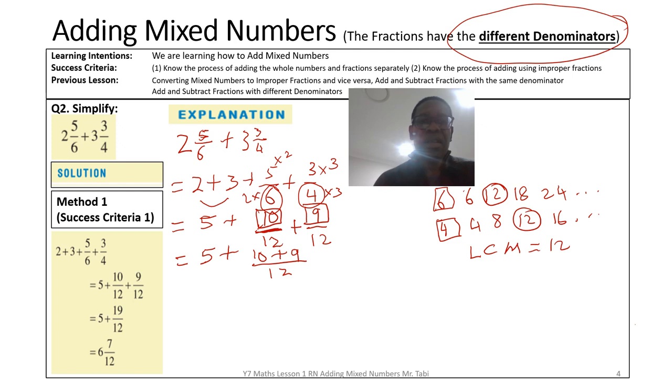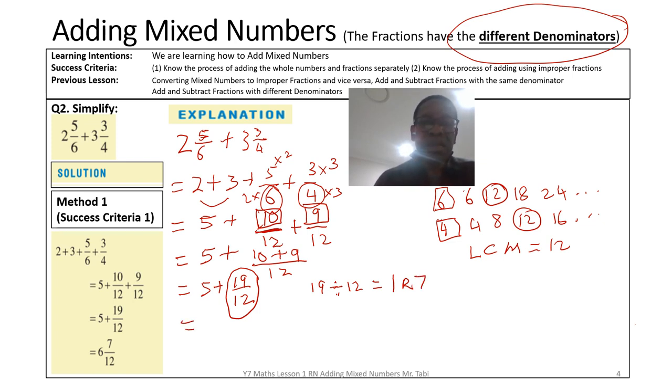Then you can combine that and we get 5 plus 19 over 12. Now, again, 19 over 12 is an improper fraction. So we'll do 19 divided by 12, and that will give you one whole remainder 7.